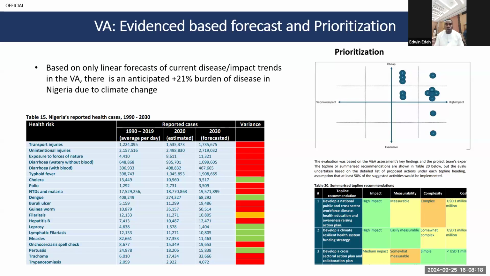And one of the key areas which I want to highlight is around the area of the capacity gap. The previous speaker talked about some members of the government who don't understand the issue of climate change. Yes, there's a big gap in the understanding of climate change within the health sector. And that is why we have prioritized how we can develop a climate smart health workforce in Nigeria, in addition to other investments in health infrastructure.